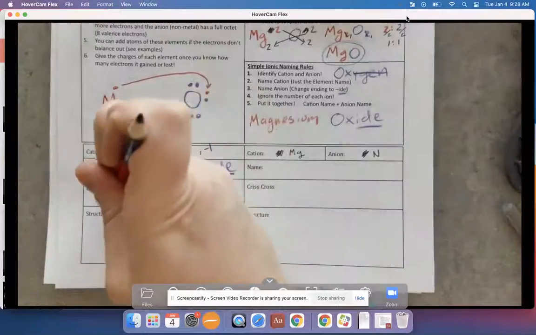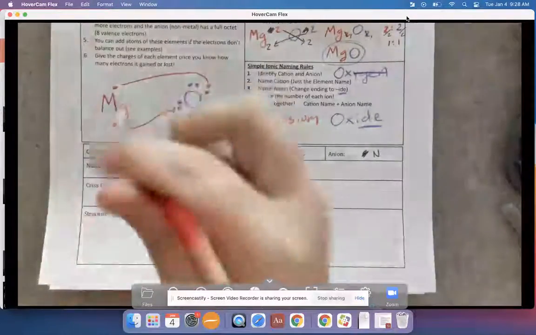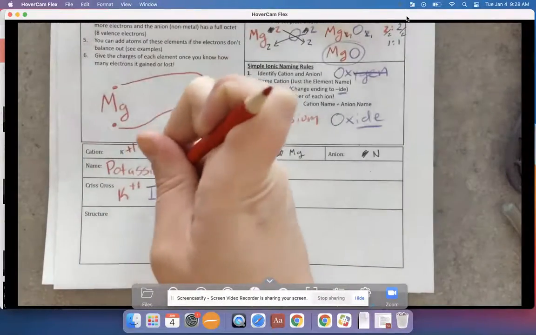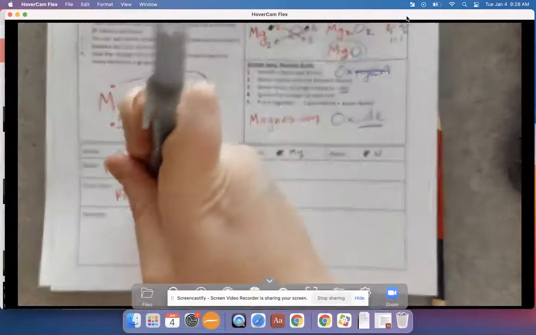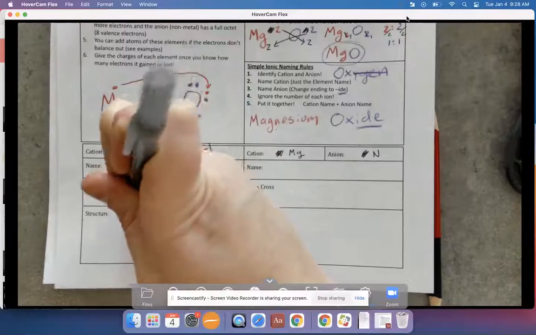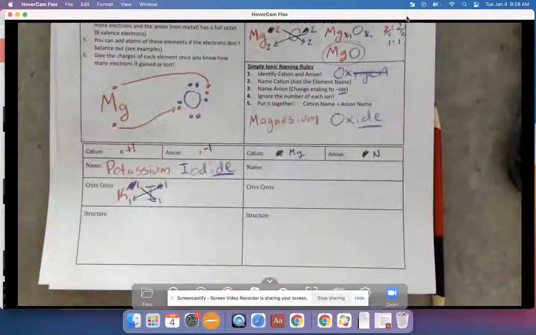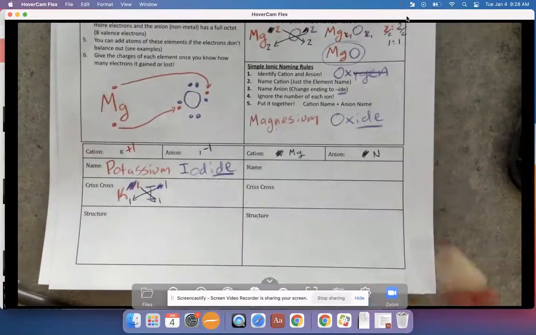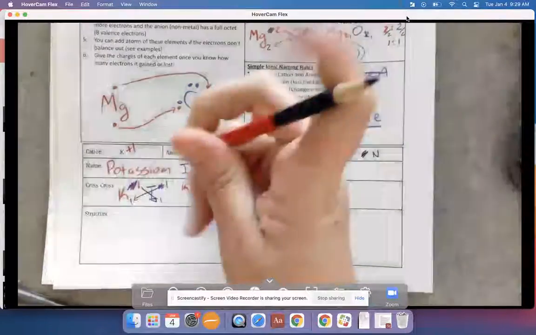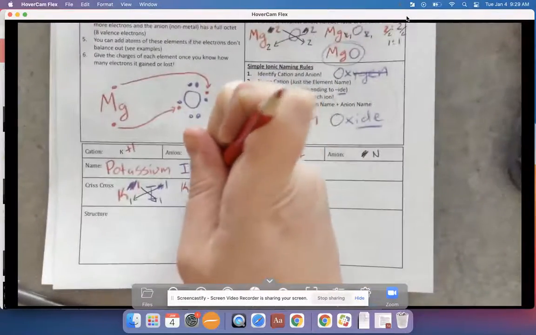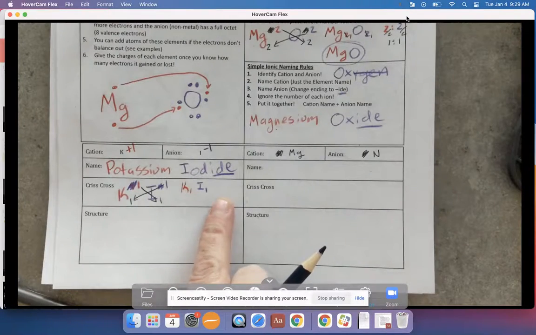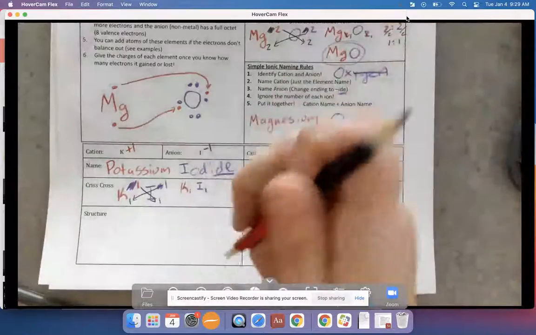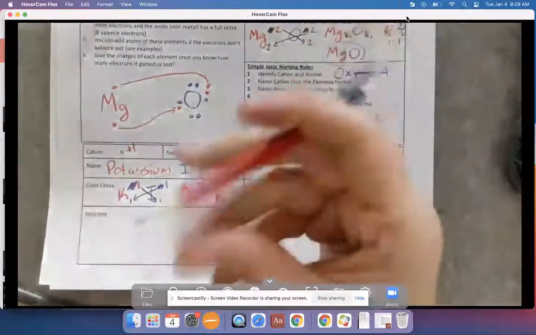Now I'm going to do my crisscross. I take my charges. I get rid of the plus and minus sign. I don't need them. And then I'm going to crisscross the numbers. So I move them down. I switch them and I move them down to the bottom. So now I have K1, I1. Now, if there's a 1 in the ratio, it's already as simple as it can be. So I have a 1-to-1 ratio here. Chemists are lazy. They don't write the ones. So I'm going to rewrite it as KI.